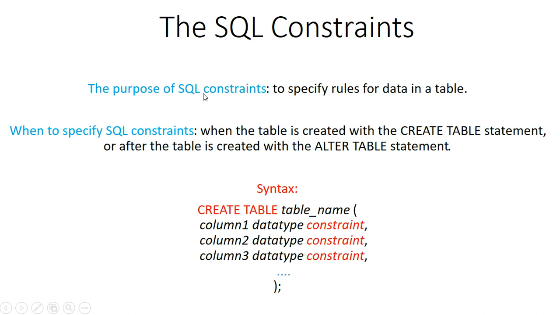The purpose of an SQL constraint is to specify a rule for data in a table. So all the constraints that we have in SQL statements define or specify rules for data in a table. And when do we specify SQL constraints? That's the question here. In an SQL query, where do I write my constraint?